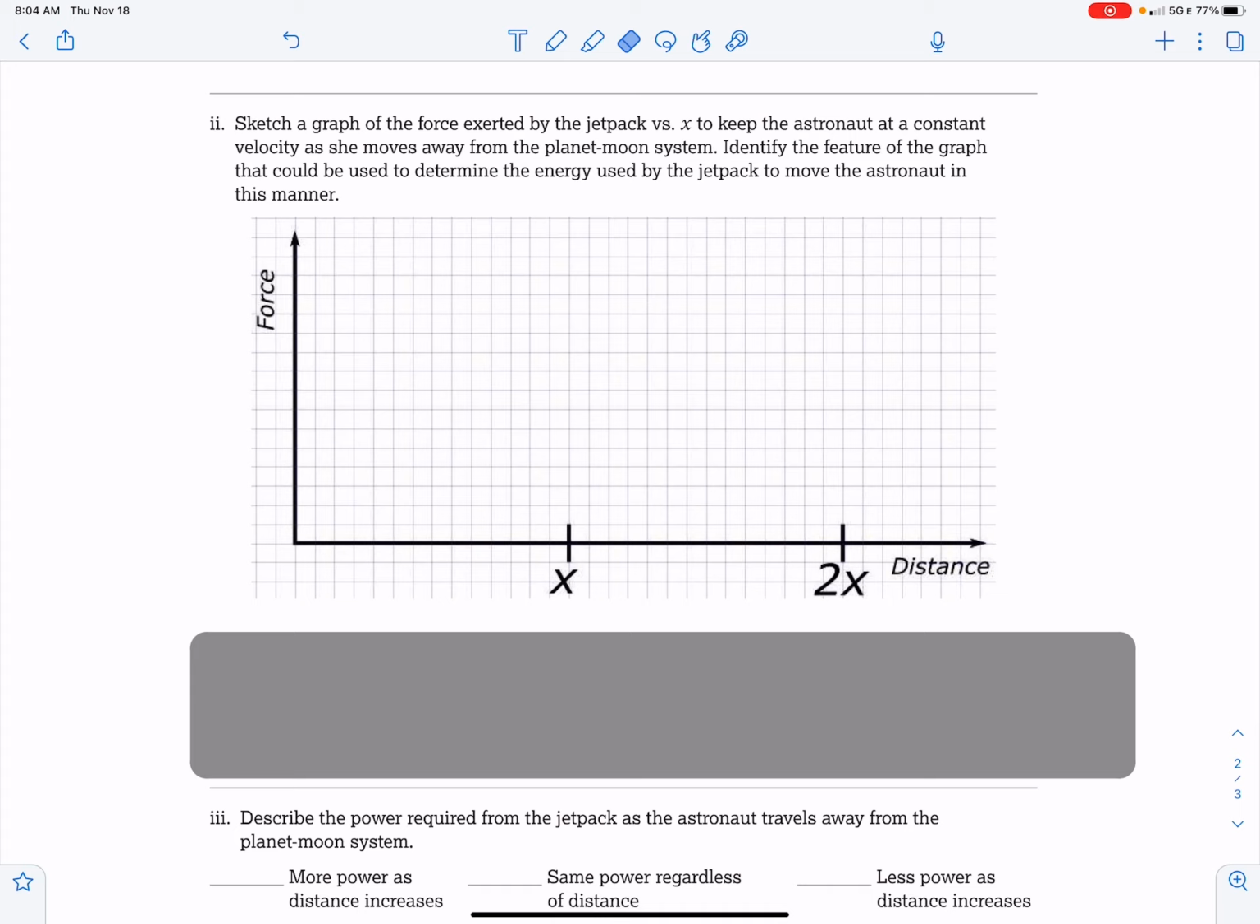Well, as you get farther and farther away, you're going to experience less and less gravity, which means the jetpack needs to exert less and less force to keep you going at a constant speed. Therefore, you should see less and less force from the jetpack over time.